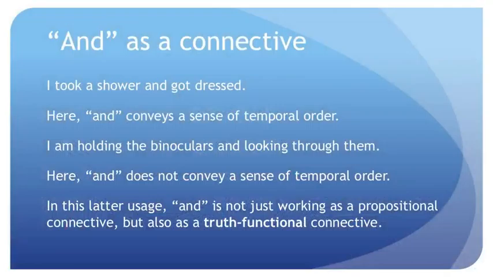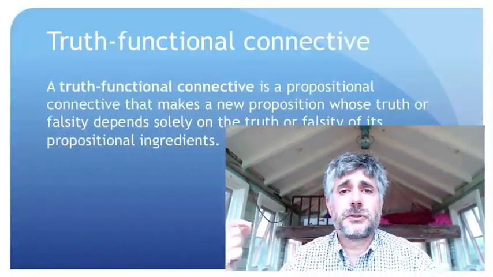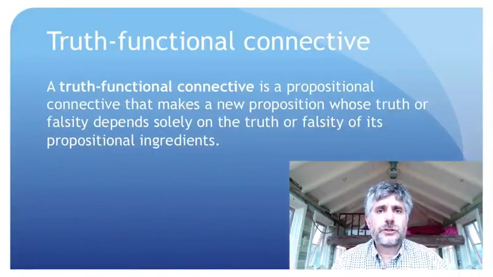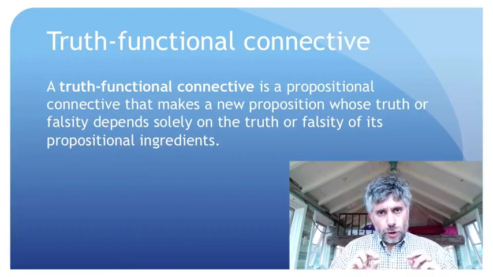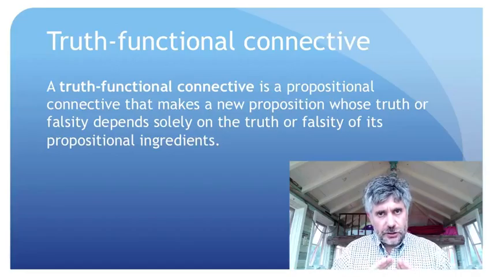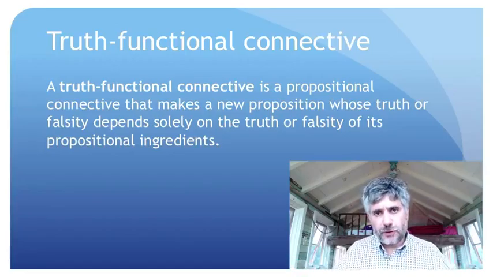Now, in that second usage, when the word "and" doesn't convey any kind of temporal ordering, where it just combines two propositions into a larger proposition without conveying any sense of temporal ordering, then I'll say the word "and" is not just functioning as a propositional connective, but it's functioning as what I'll call a truth functional connective. So what's a truth functional connective? A truth functional connective is a propositional connective that creates new propositions whose truth or falsity depends on nothing other than the truth or falsity of the propositions that went into creating them.